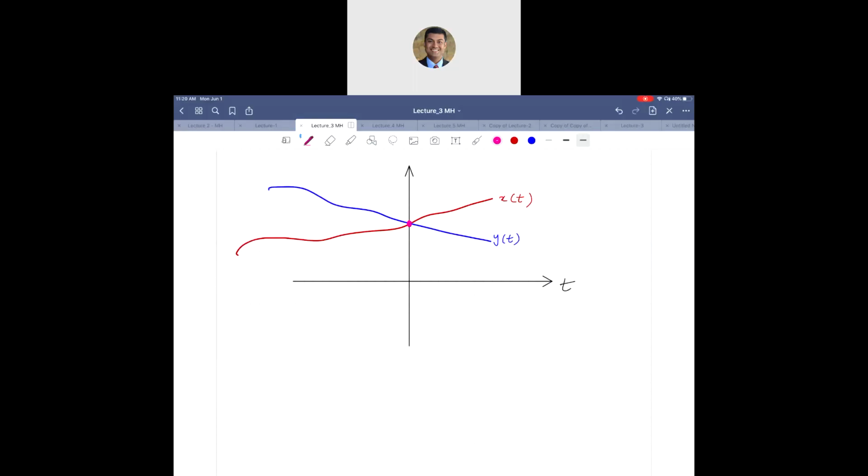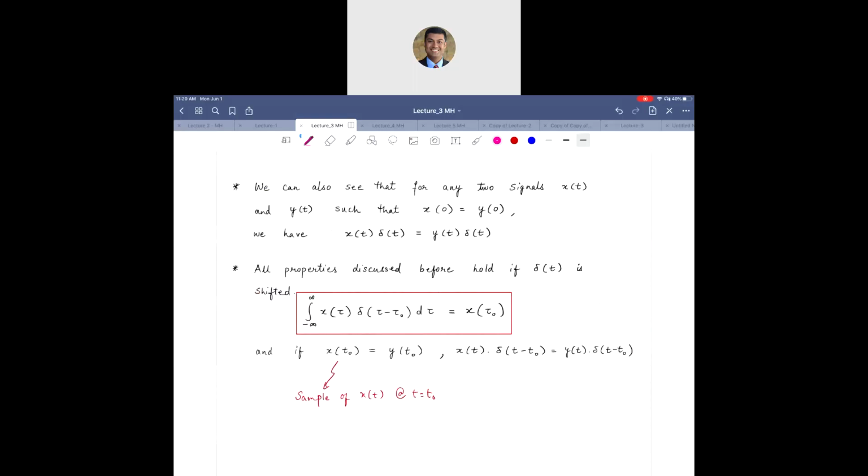then that's how we are saying x of 0 is the same as y of 0. If that is the case, that means that even though at other places they are not equal, we can say x of t multiplied by delta of t is the same as y of t multiplied by delta of t. It's like the red one multiplied by the impulse at 0 is the same as the blue one multiplied by the impulse at 0. That's what this statement means.